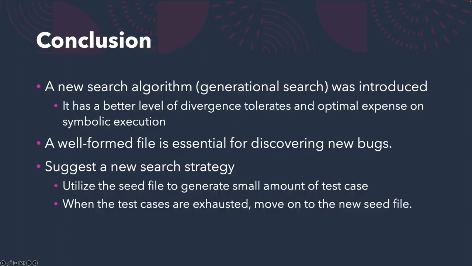So the conclusion is that a new search algorithm called generational search was introduced. It has better divergence tolerance and optimal expense on symbolic execution. A well-formed file is essential for discovering new bugs. This suggests a new search strategy: by utilizing a seed file to generate a small amount of test cases, and when the test cases are exhausted, move on to a new seed file.